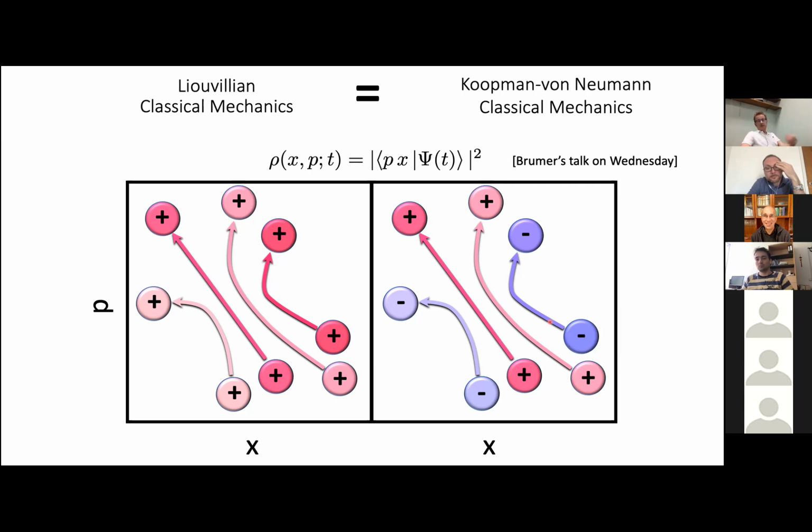They can be complex, they can be negative, whatever, as long as the expectation value square of the underlying weights, which are given by the Koopman-von Neumann wave function, exactly matches the probability weights of the classical Liouville mechanics. So a fundamental thing about classical mechanics in Hilbert space, Koopman-von Neumann mechanics, is the existence of Born's rule. And Professor Brummer will talk about this on Wednesday. So I'm looking forward to the discussion.